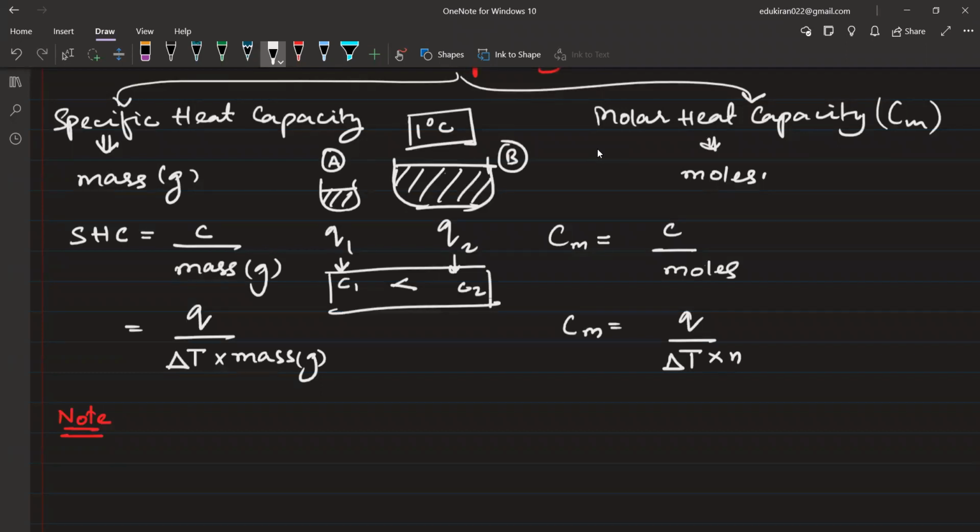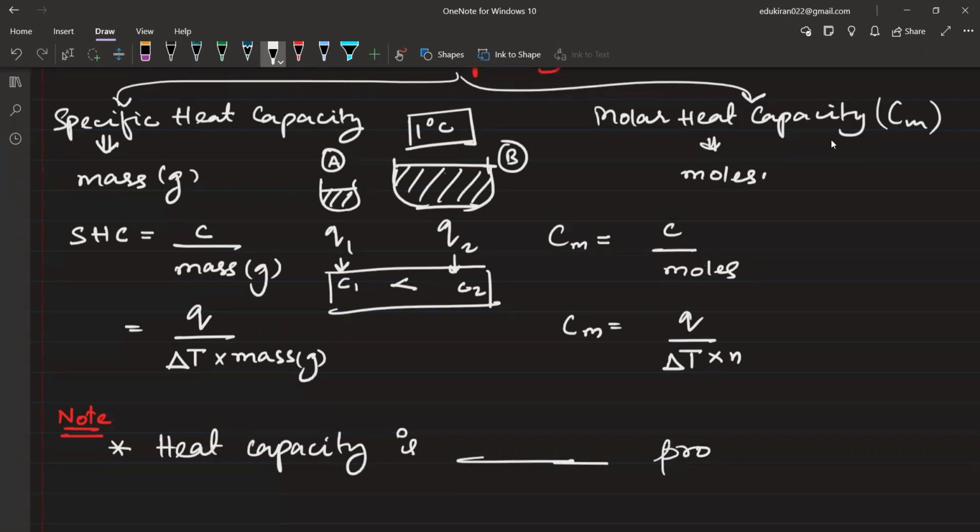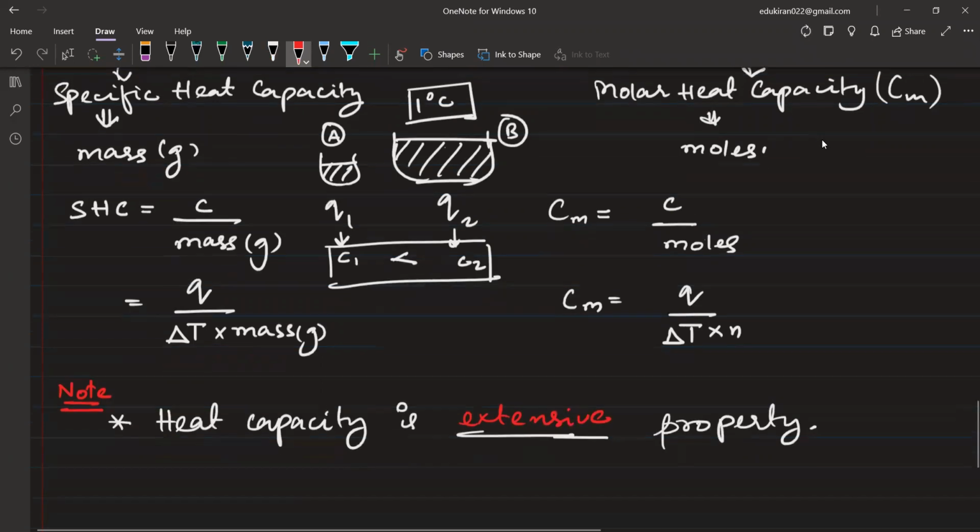Correct? Yes, sir. Now please remember, here the mass is greater, so the heat capacity is greater. That means heat capacity is what, extensive or intensive? Heat capacity is a dash property. Extensive or intensive? Mass increases, heat capacity increases, so is it extensive or intensive? Once again: extensive. Very good. It will be an extensive property.